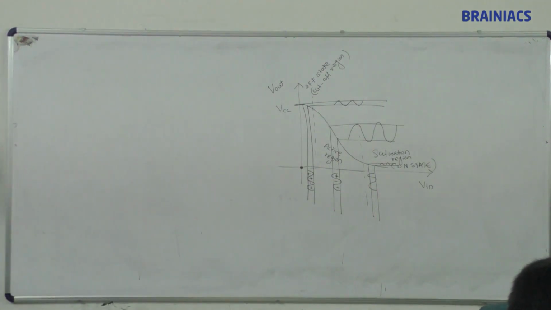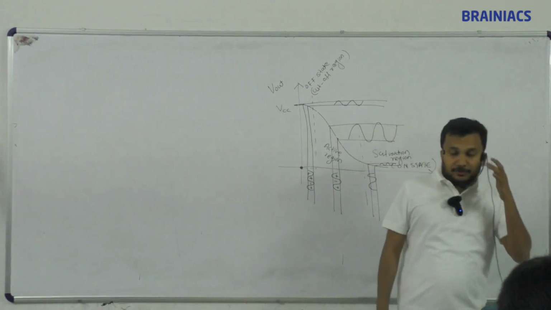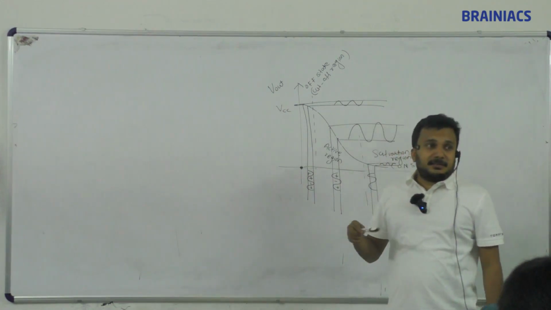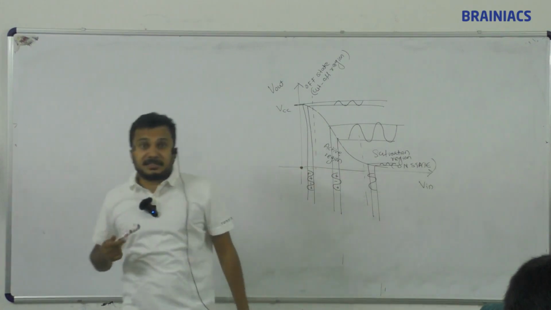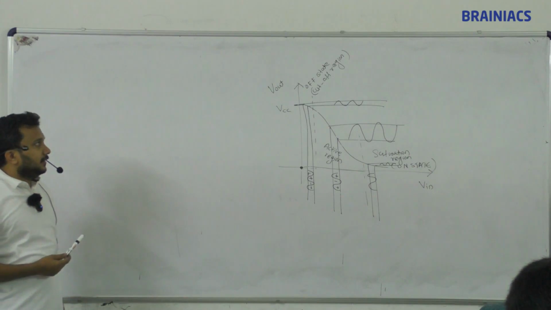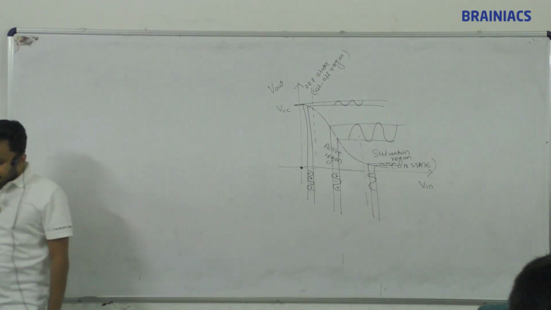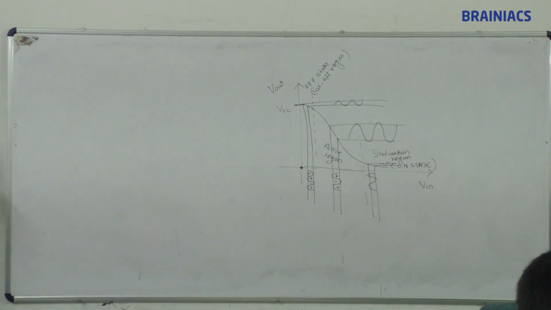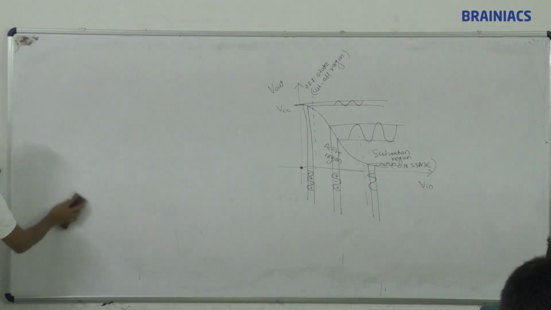Below, write: in saturation and cutoff region, the transistor is not amplifying the signal.